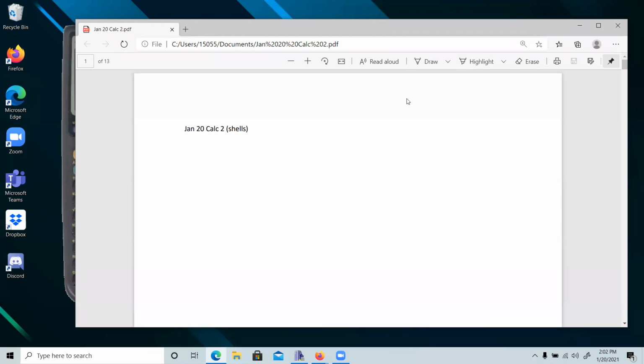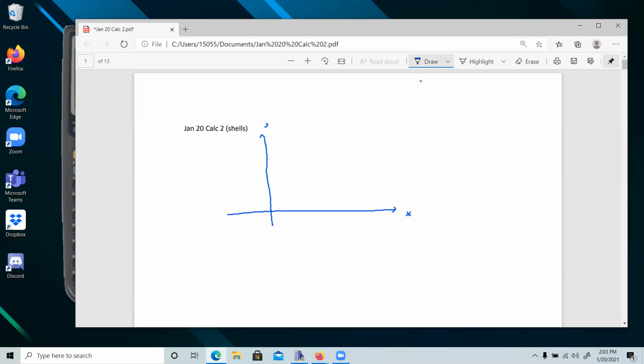All right, so welcome back to Calc 2. Today we are going to talk about the method of shells contrasted with the method of discs and washers that we did yesterday. Why do you need two? Why do you need to know more than one? Because you think it's already complicated enough. Yeah, it is.